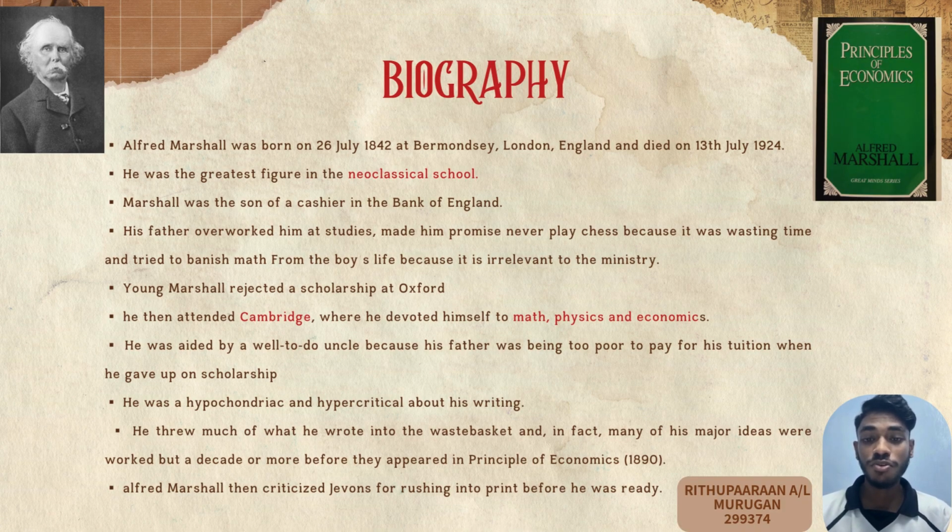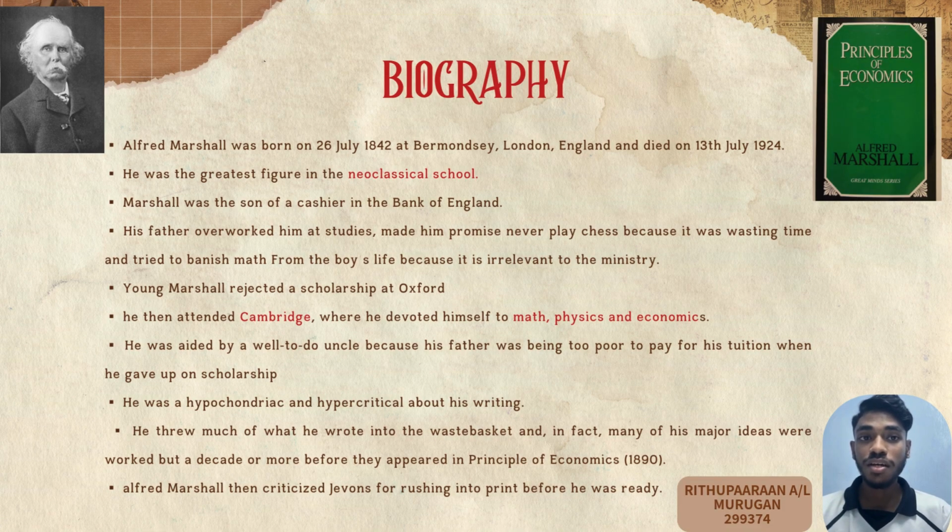Alfred Marshall was born on 26th July 1842 at Bermondsey, London, England, and died on the 13th of July 1924. He was the greatest figure in the neoclassical school. Marshall was the son of a cashier in the Bank of England. His father overworked him at studies, made him promise to never play chess again because it was wasting time, and tried to banish maths from the boy as it was irrelevant to the ministry.